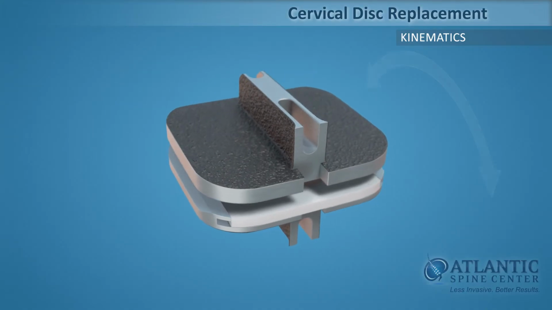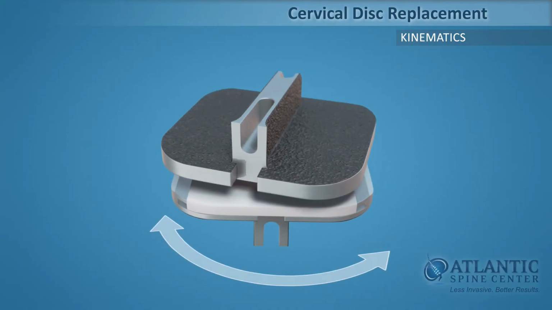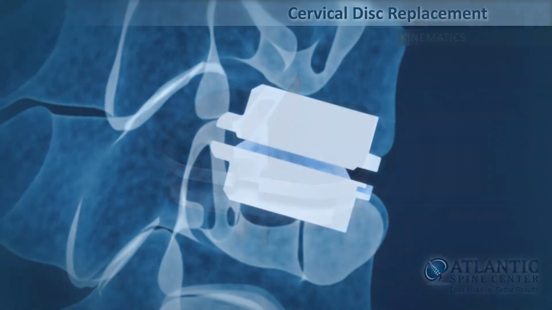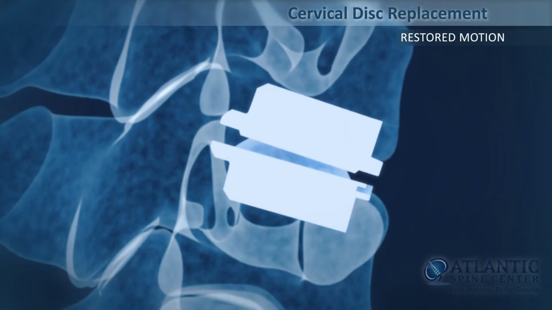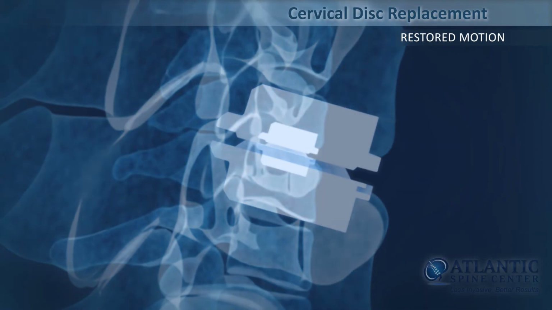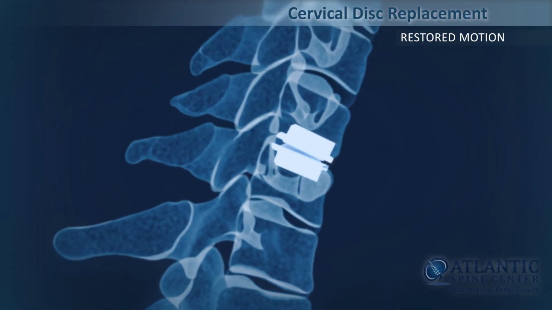The kinematics of Disc-C implant correspond to the joint guidance in vertebral joints. Therefore, the implant restores both the height of the disc and segmental motion in the cervical spine.